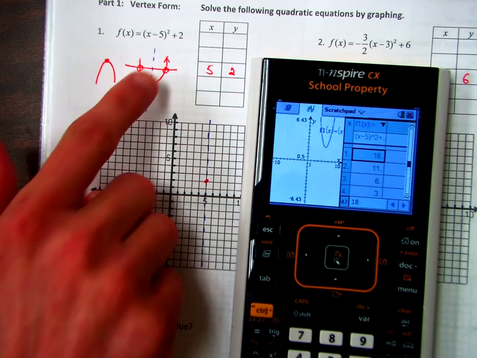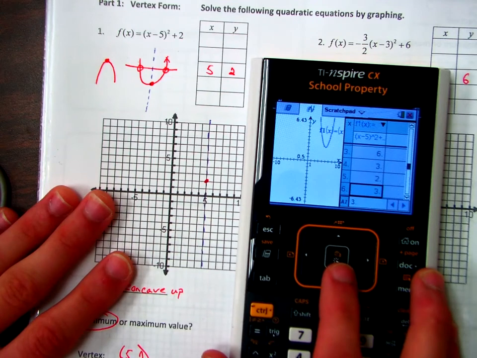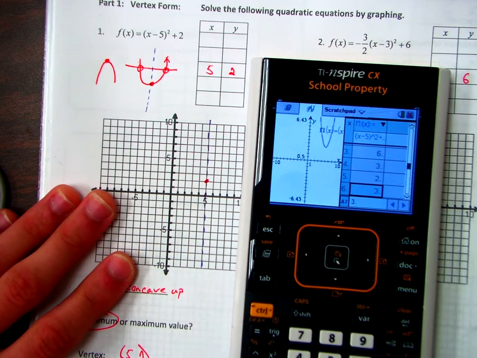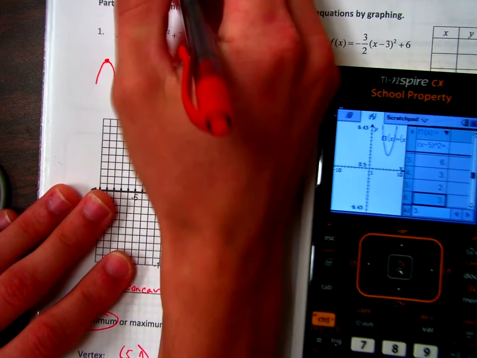So my vertex was at 5, 2. So I want to come over here to 5, 2, and I want to get 2 points above it and 2 points below it, so I'm going to get 4, 3, and 3, 6.